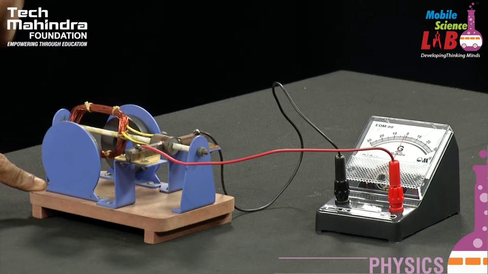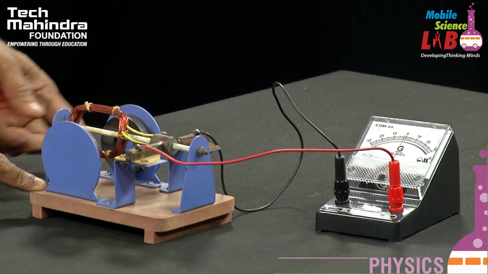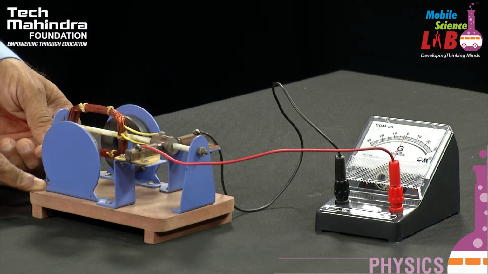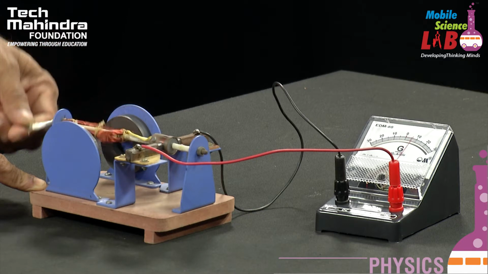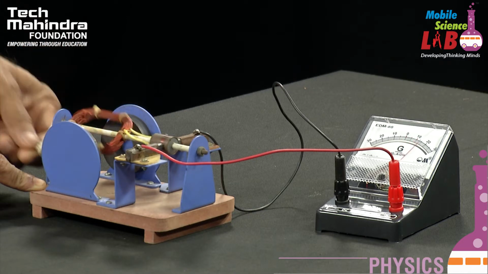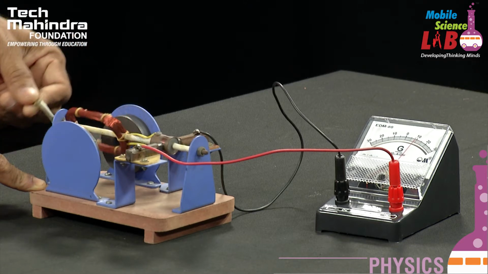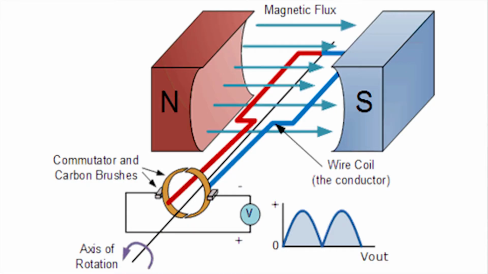When I rotate the coil, magnetic flux is going to change and the current is going to be induced. That is evident from this. You can see it is continuously increasing and decreasing. So this way the DC generator works.